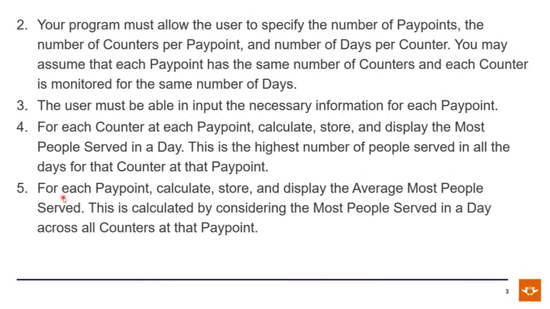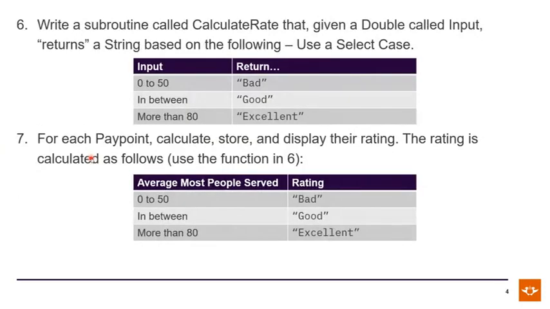So question 5 then says, for each pay point, calculate, store, and display the average most people served. This is calculated by considering the most people served in a day across all counters at that pay point. Then you also have your usual table, question 6.